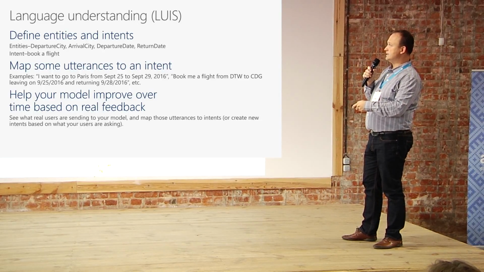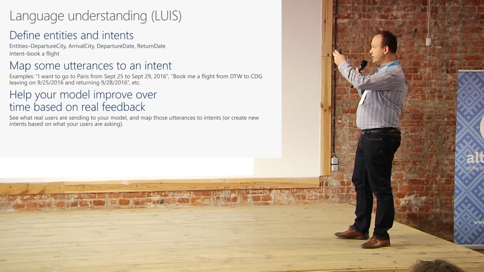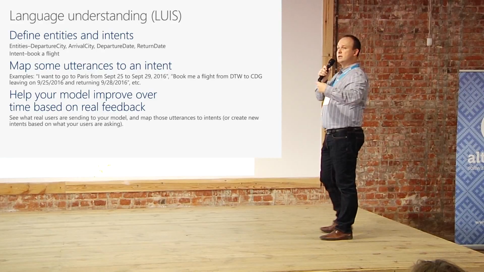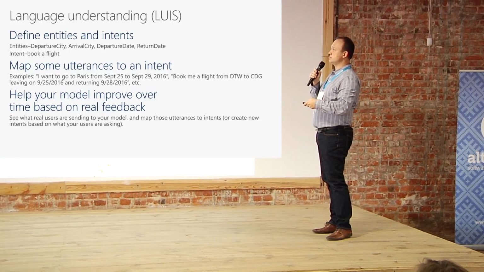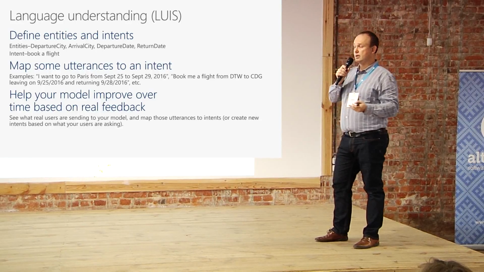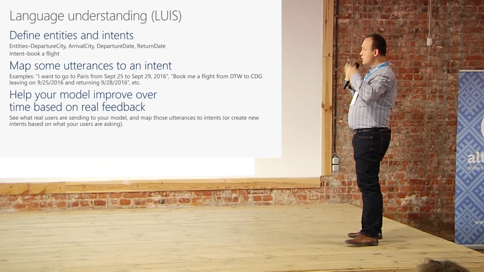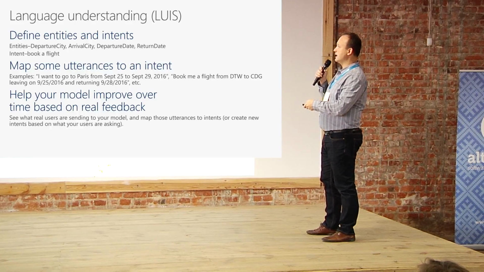You can see some of those as examples here. So for example, those are entities: departure city, arrival city, departure date, return date, right? So you may guess that this is a bot dealing with a travel reservation system. On the other hand, we've got one intent, which is basically book a flight. You can have obviously multiple intents and multiple entities. And then we are providing those examples.